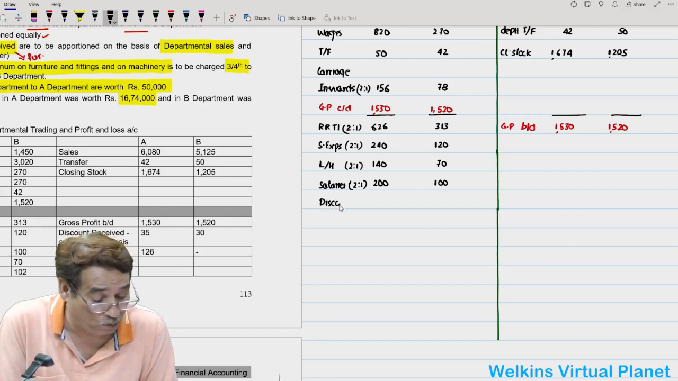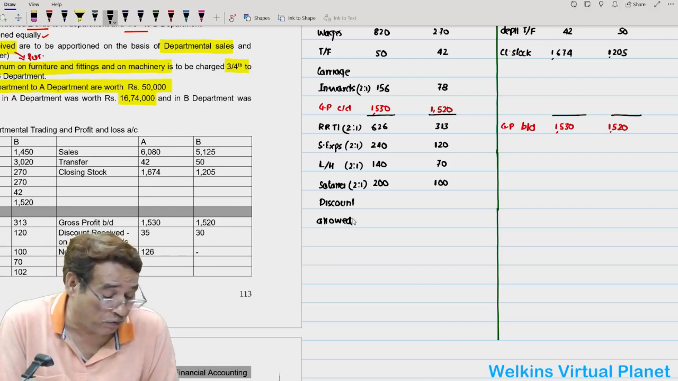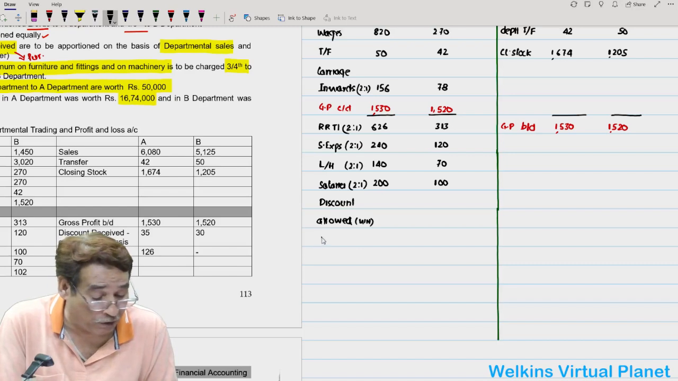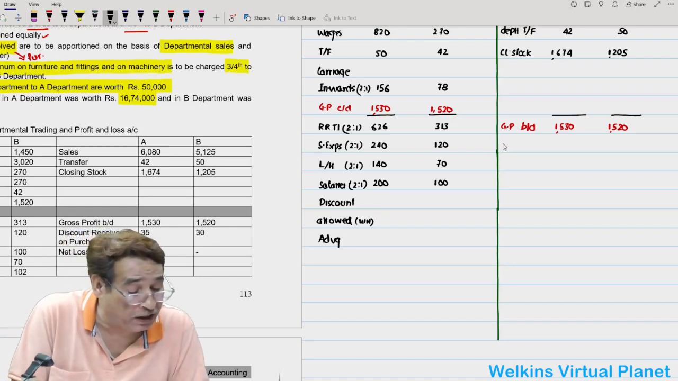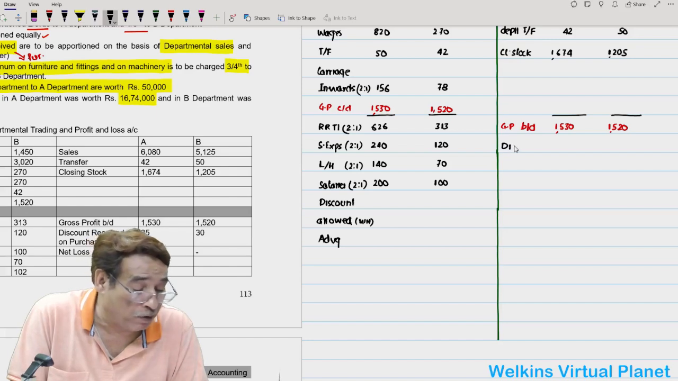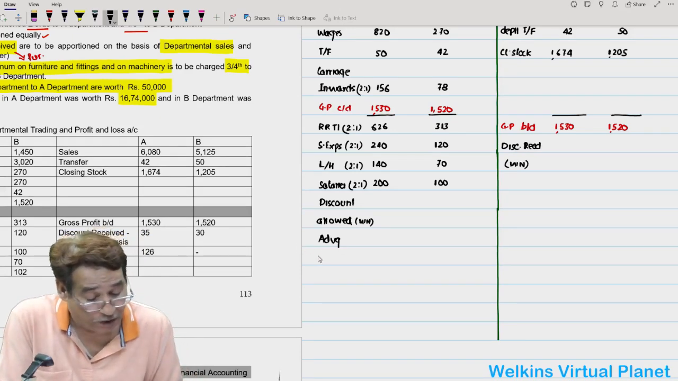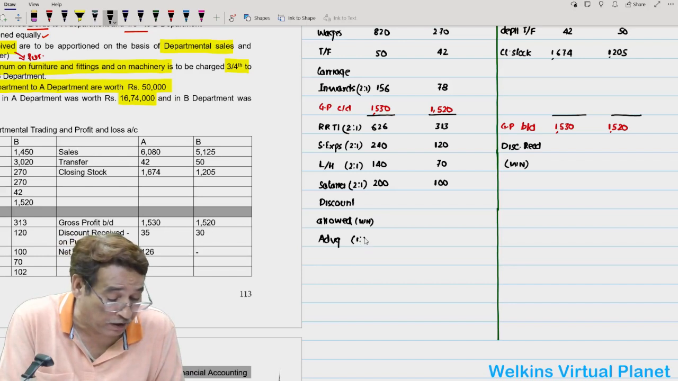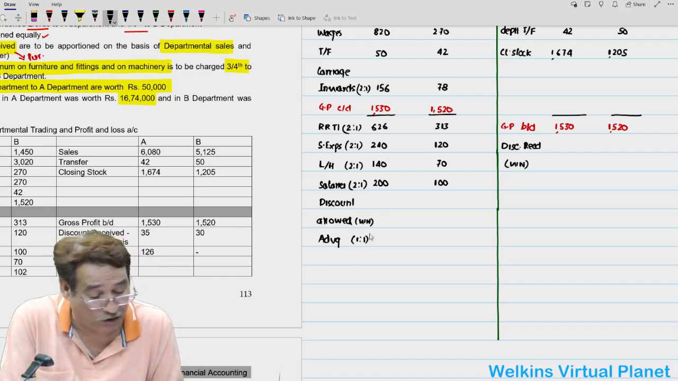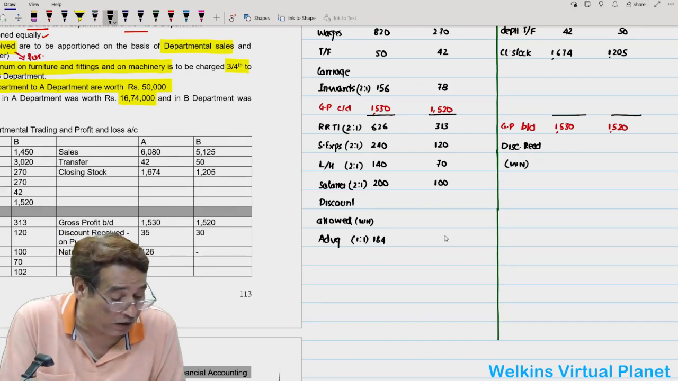Now, we have been given discount allowed. Here, discount allowed, I will write here working note. So I will do the working and then I will write here. After discount allowed, there is discount received. Discount received we will divide on the basis of purchases ratio. Just wait, working note I have simply written. And then advertising expenses: below it is written very clearly that advertising expenses need to be divided equally. 368, so 184, 184.